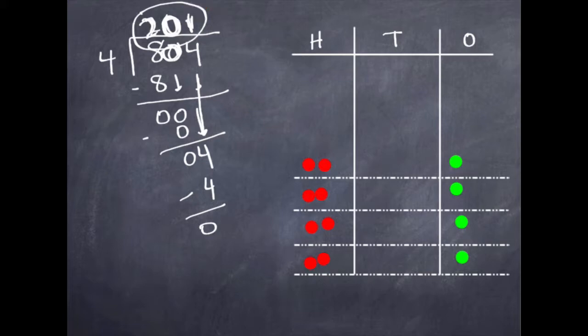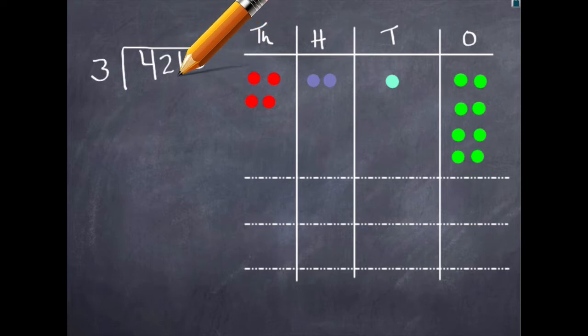Hopefully that would make sense. Let's go ahead and look at another one where we're going to actually have a 0 in the quotient again in our answer and see what that looks like. Okay, so for this one we have a little bit bigger of a number. I have 4,218 and I'm dividing that by 3.